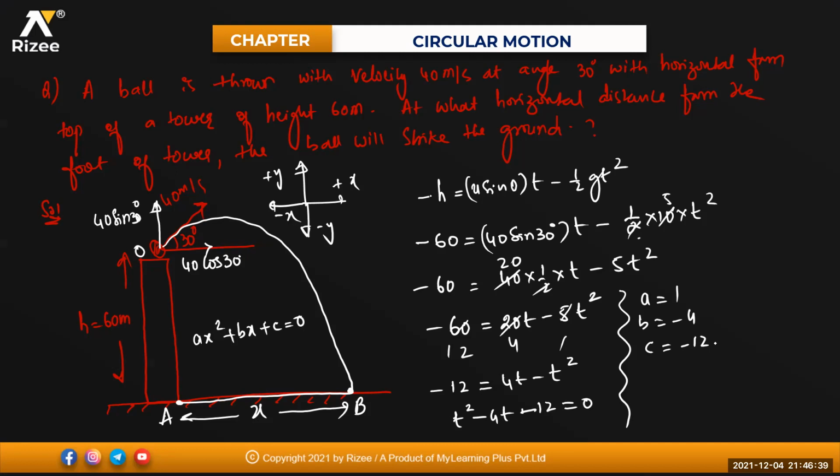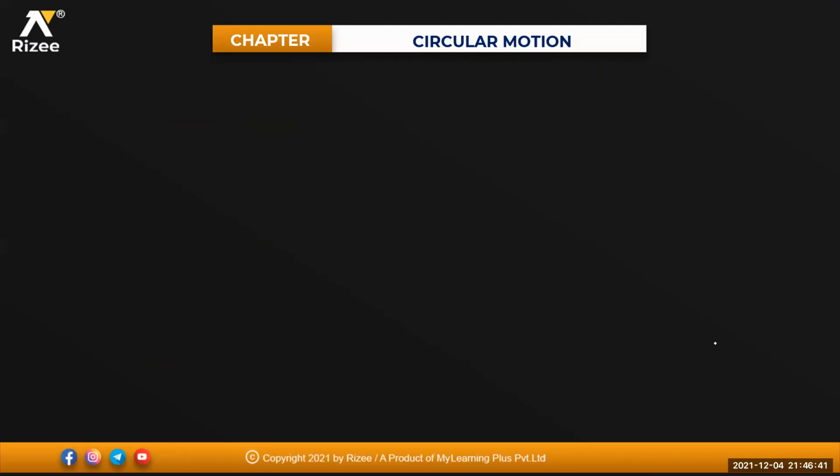Shall I tell you that? Sure. I hope everyone had forgotten this one. For the quadratic equation ax square plus bx plus c equals 0, the solution of this equation is x equals minus b plus or minus under root of b square minus 4ac, divided by 2a.